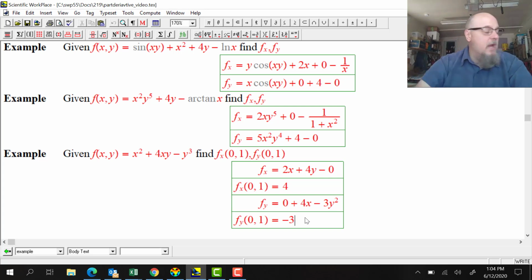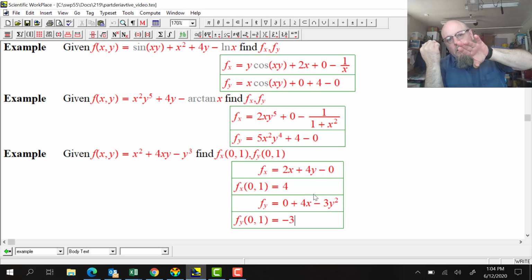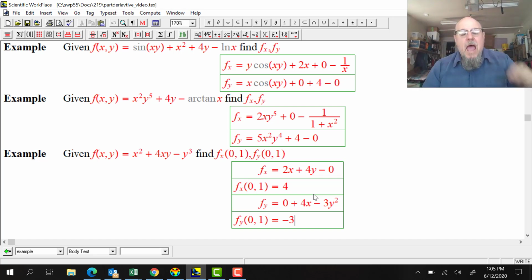So the slope in the y direction is minus 3. So let's think about what we got here. We're at this point 0, 1, minus 1. If I move in the x direction, it goes up 4. If I move in the y direction, it goes down, minus 3. So at this point, we can tell going this way up, going this way down. It's giving a kind of a tilt to the landscape. I wonder if we can see this if we graph this function.